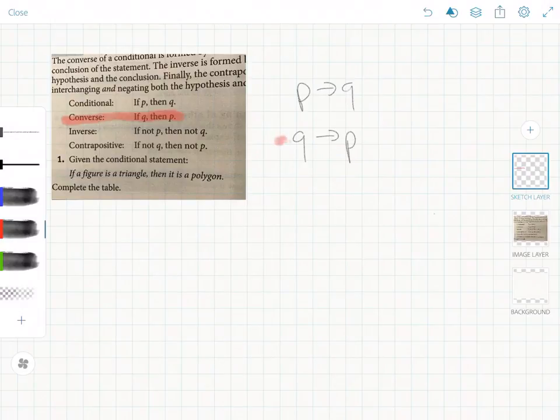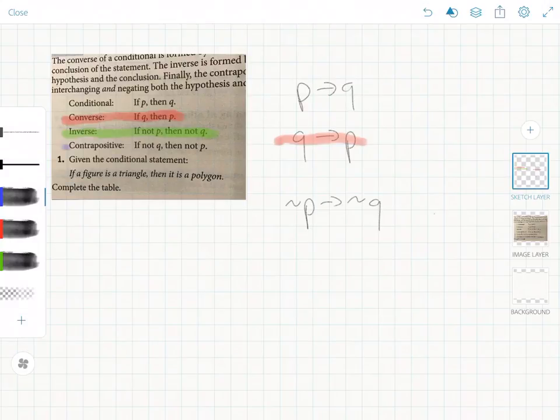We also have this thing called the inverse. And the inverse leaves everything in the same order, but it negates both. If not P, then not Q.